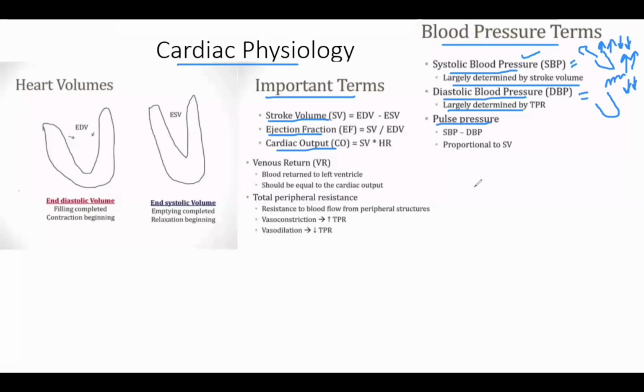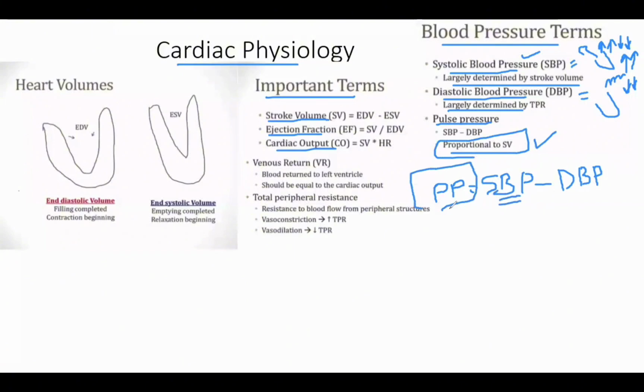Now what is pulse pressure? The difference between the systolic blood pressure and diastolic blood pressure is known as pulse pressure. This is the pulse pressure. And it is proportional to the stroke volume. That is, if the stroke volume is increased, systolic blood pressure will be increased. If the systolic blood pressure is increased, the pulse pressure will increase.